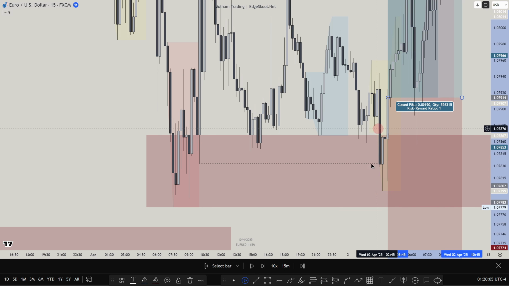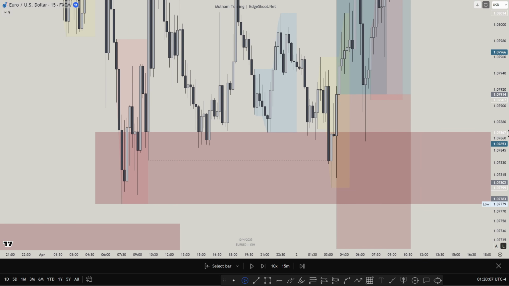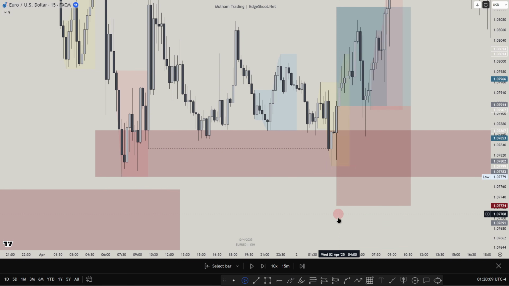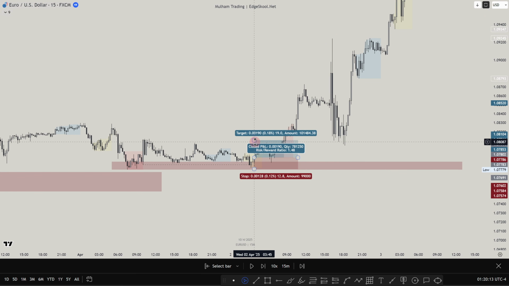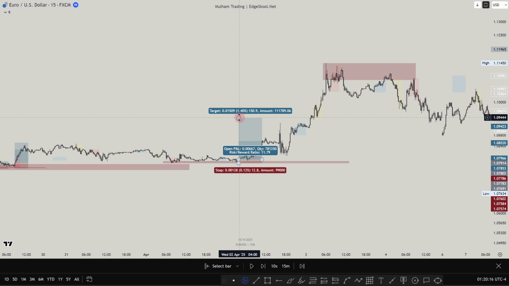So here we have three things. We have acceptance, fake out, and then rejection, and also another rejection here. So this could be your entry, and then if you notice after that, price just goes up strongly.